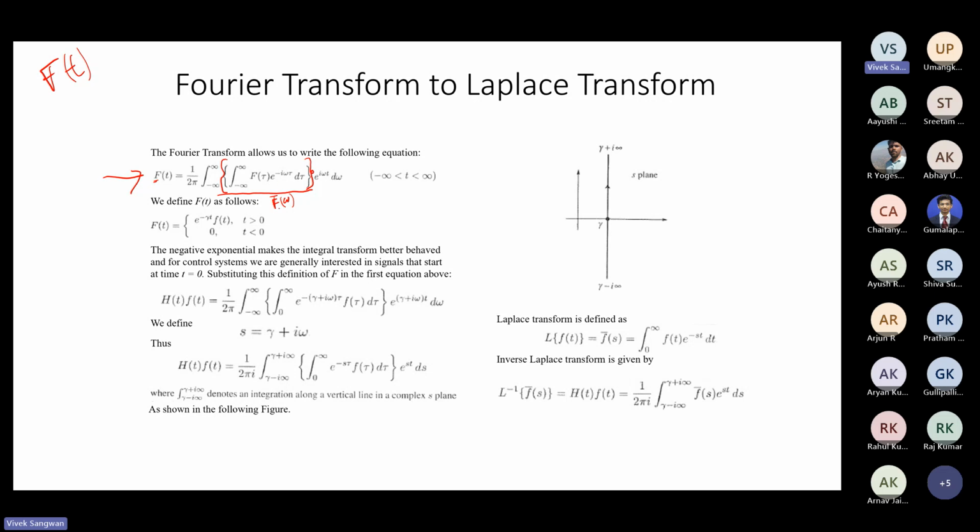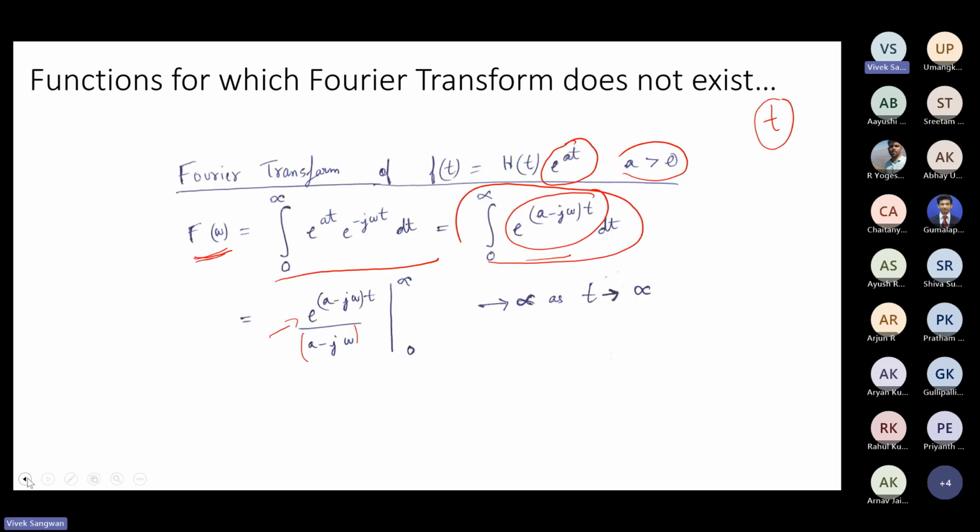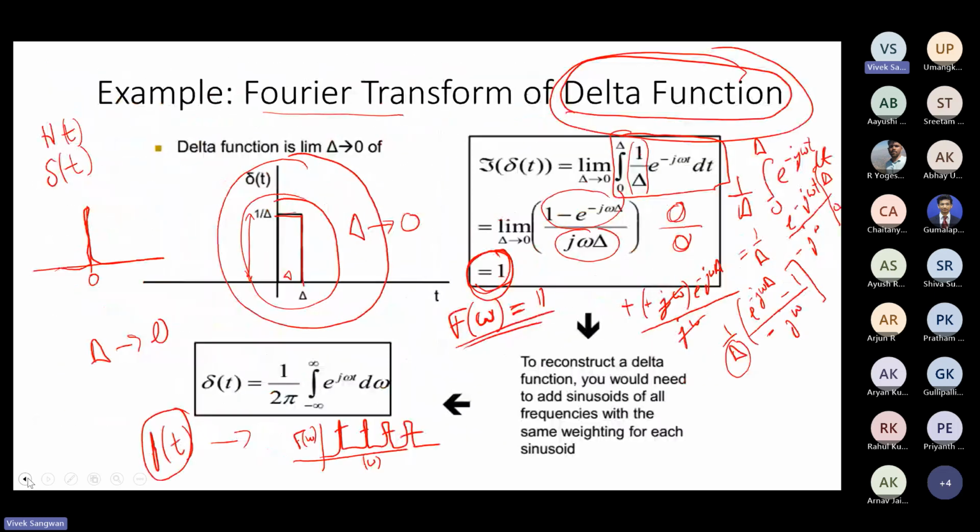To go back from the Fourier transform to the actual time function, we can use the inverse Fourier transform, which was also derived in the previous slide. So what is done in this expression is in the same equation. I will just take you back to the slide where we derived the Fourier transform.